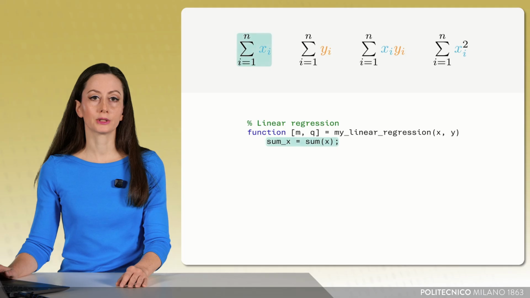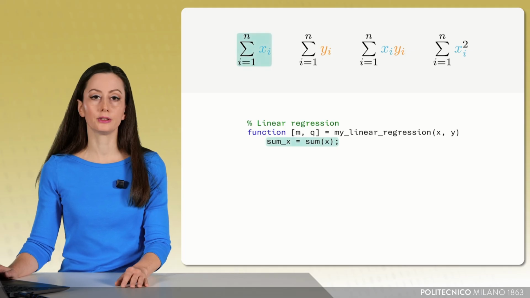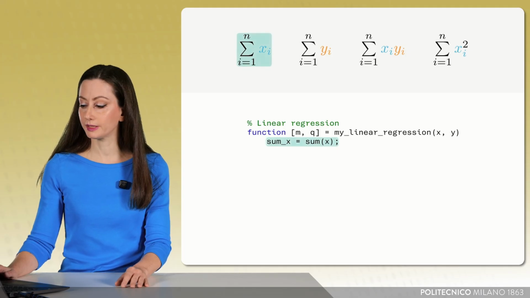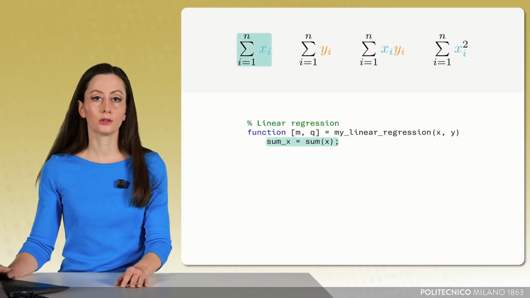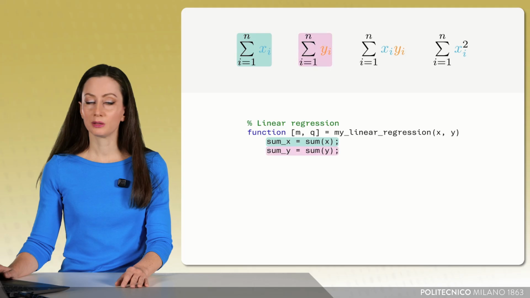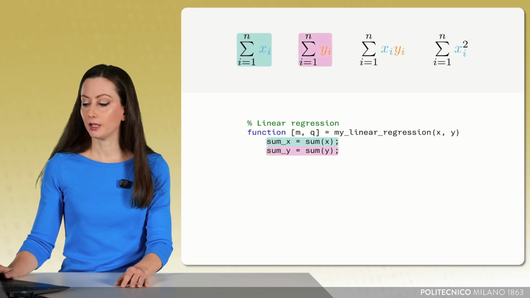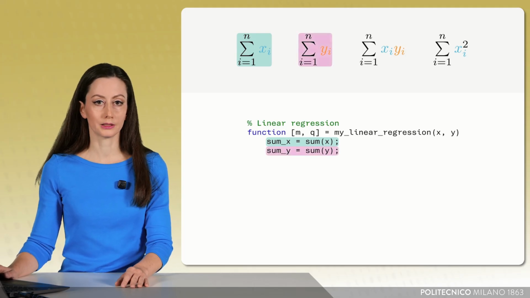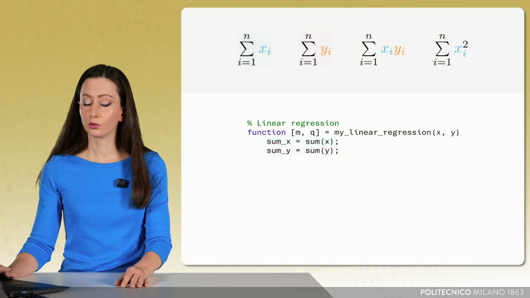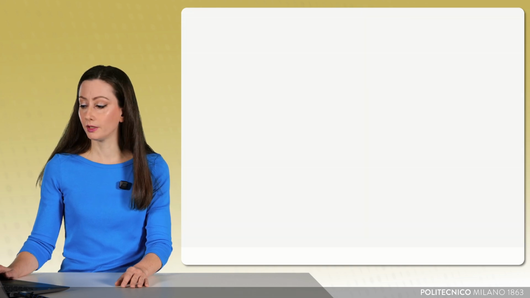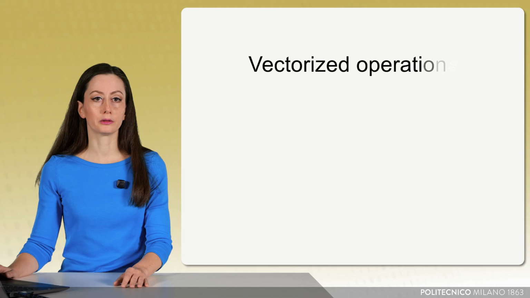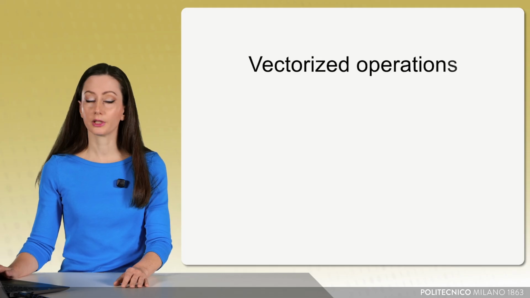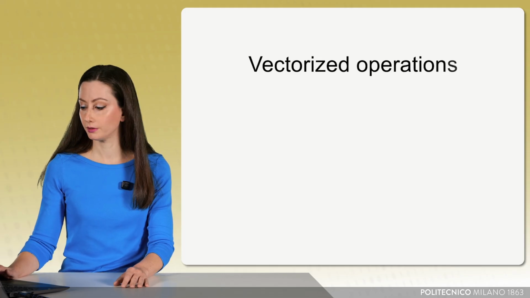This function allows us to compute the sum of all the elements in an array. For example, sum of x calculates the sum of all the x coordinates. And similarly, sum of y calculates the sum of all the y's. To compute the last two terms instead, we need to introduce a new powerful concept in MATLAB, vectorized operations.